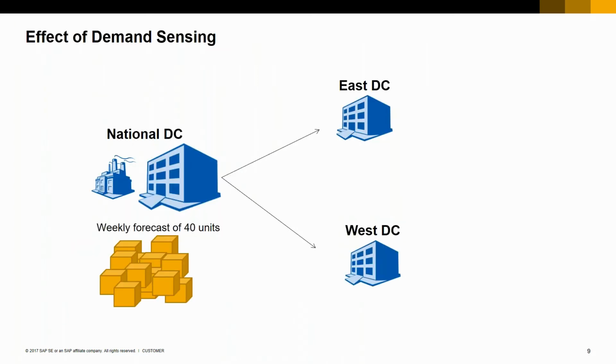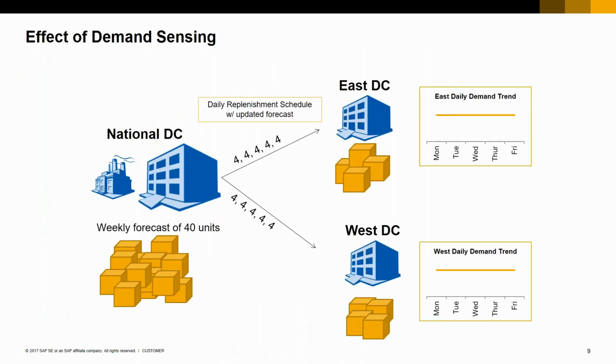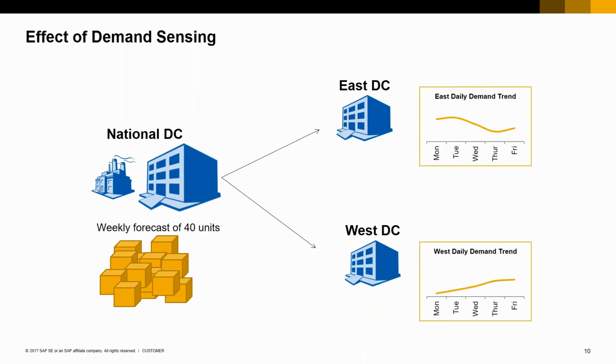If we look at just a quick example of how demand sensing works, the idea is that I'm going from national to a sort of regional DC. If I look at a traditional method of smearing it across the days, so a weekly forecast of days, I might have a total weekly forecast of 40 units, and I'm going to send it equally to both of these DCs. The reality may be a little bit different, that the pattern within the week may be that the East DC is more heavily weighted at the beginning of the week with its orders. The West DC is weighted more to the back end of the week.